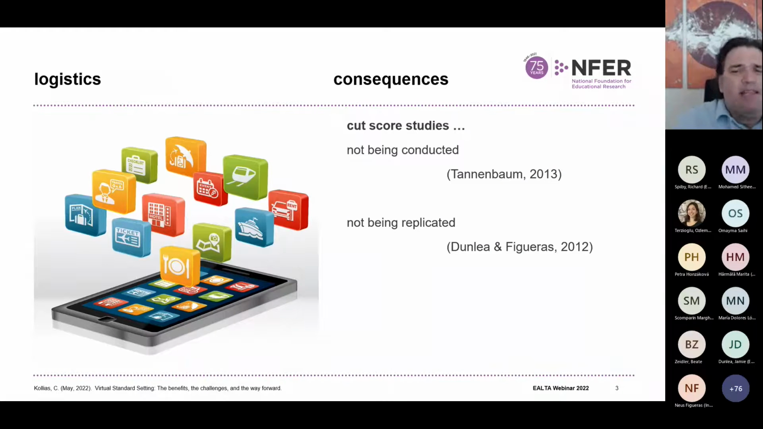However, a standard setting workshop usually requires a lot of resources, specifically financial costs such as travel, accommodation, food and venue, which could accumulate into tens of thousands of dollars or pounds. As a result, cut score workshops are not being conducted, or even worse, they're not being replicated.